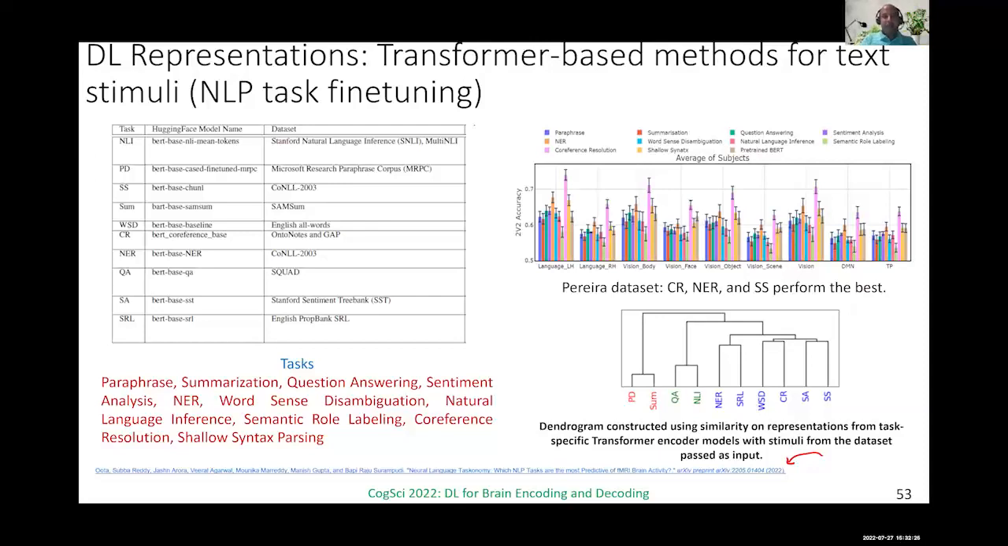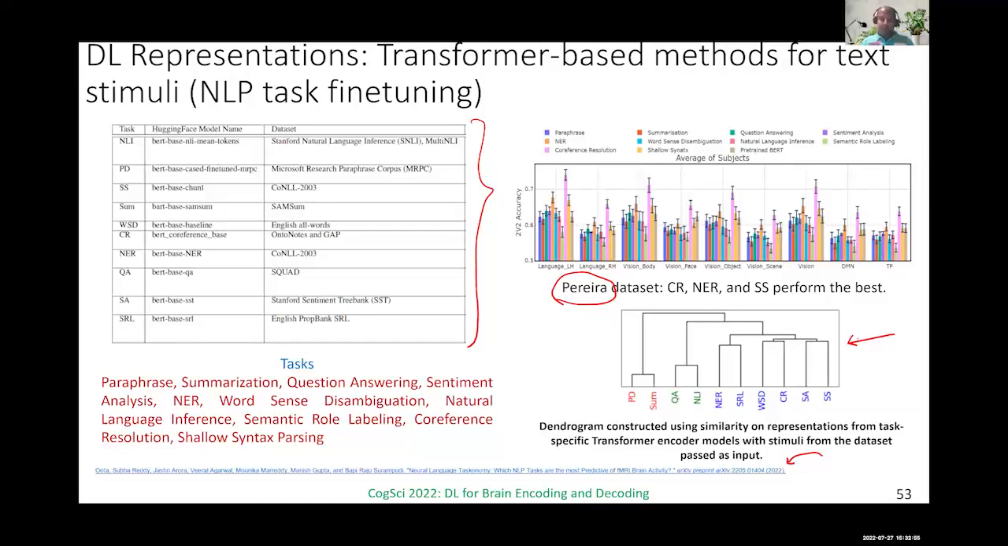In fact, we fine-tuned them for several of these tasks. These tasks are part of an NLP benchmark called GLUE. And then we compared the accuracies that you could obtain on the Pereira et al. 2018 data set across different tasks. We did observe that the accuracies corresponding to similar tasks are similar in nature. The kind of representations that are learned are also pretty similar. The dendrogram shows how similar these representations are across different tasks.